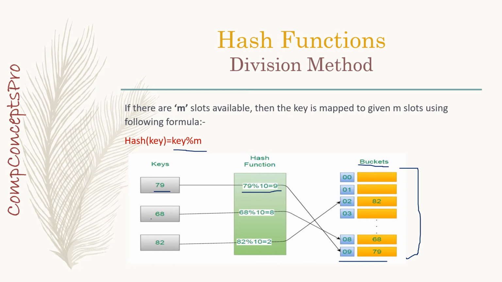Next, the key is 68. So 68 mod 10 will give us 8. So 68 will be stored at the index position 8. Next is 82. Doing 82 mod 10 will give us 2. So we have to store 82 at the index position 2 in our hash table.